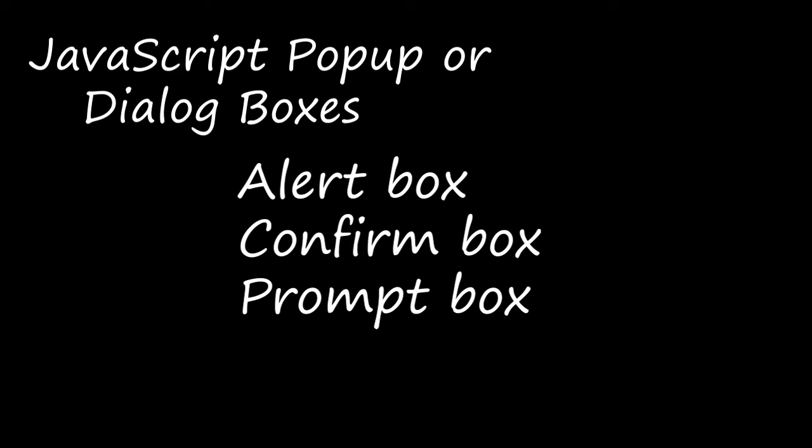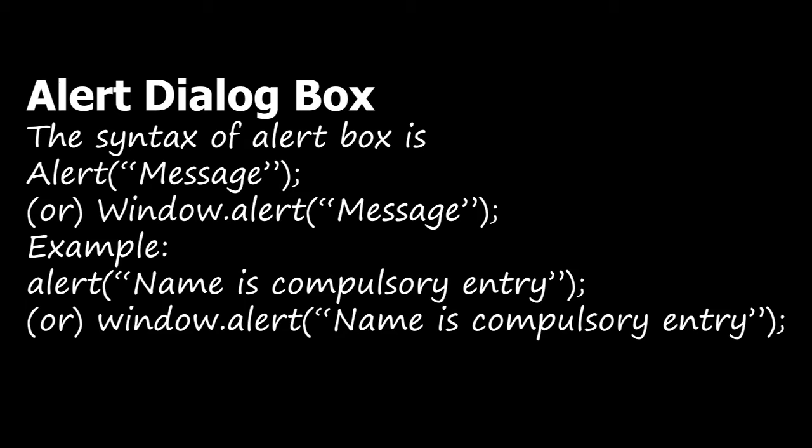So we are going to see about JavaScript pop-up boxes or dialog boxes, right? Here we saw that three types of dialog box are there. Dialog box is also known as pop-up box. The three types of pop-up boxes are alert box, confirm box, and prompt box, right? And first we are going to see about the alert dialog box. This is used to give a warning message for the users, right?